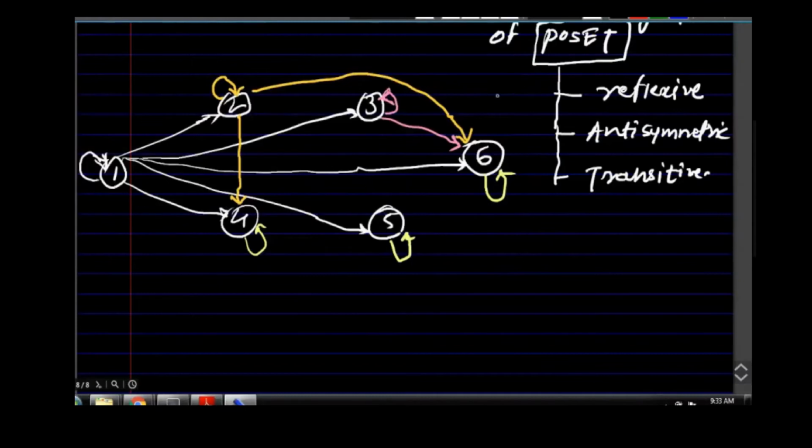So in your original diagram, these were the edges. Now we know that this diagram is of a poset, that means of a partial order relation, and it is satisfying these properties. If it is satisfying these properties, then there is no need of explicitly telling that it is reflexive. Which edges are telling that it is reflexive? The self edges. So you can simply remove these self edges.